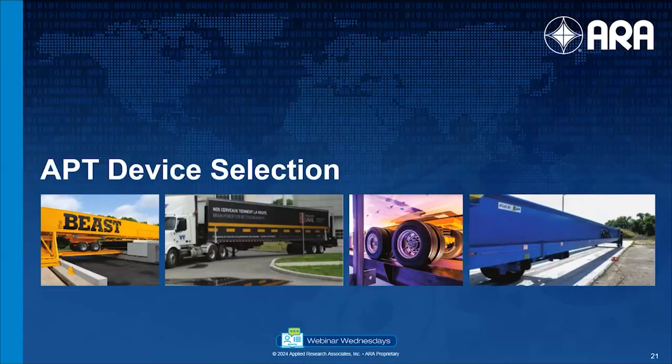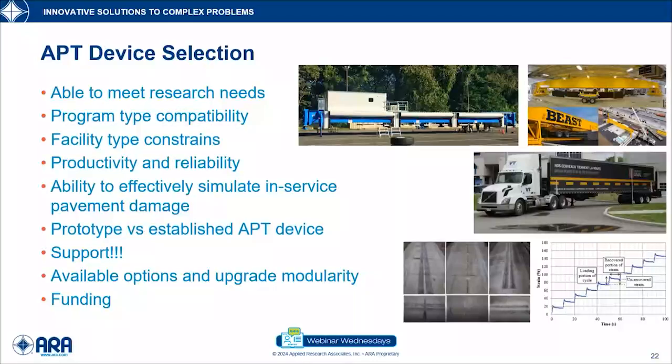So there are many characteristics and factors that affect the overall performance of the program, but also give flexibility and key unique characteristics of operation. First of all, the selected APT device must, and I want to emphasize this word, must meet the APT program research requirements and not the other way around. The agency needs to select a device that will be able to meet the research needs. It needs to be compatible with the program type.